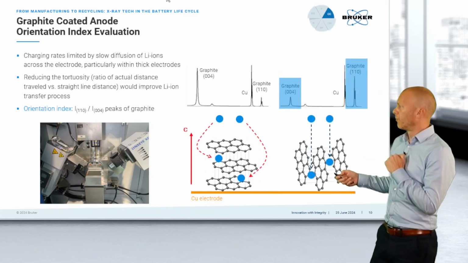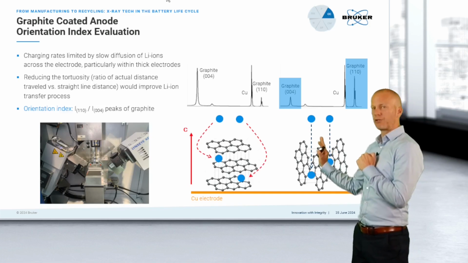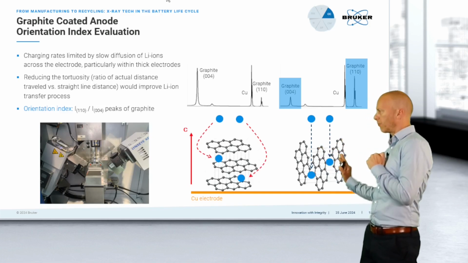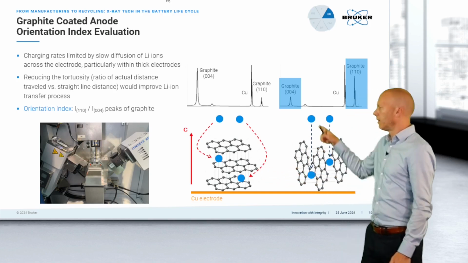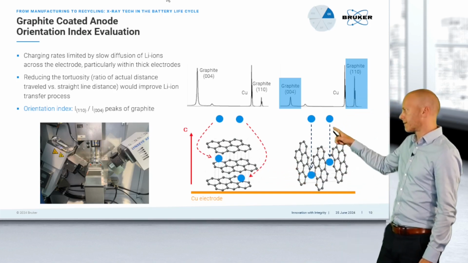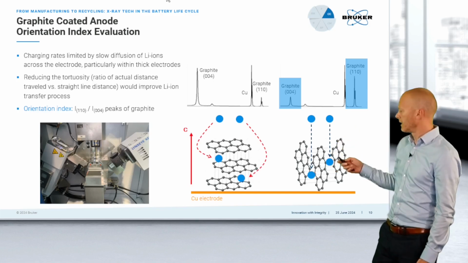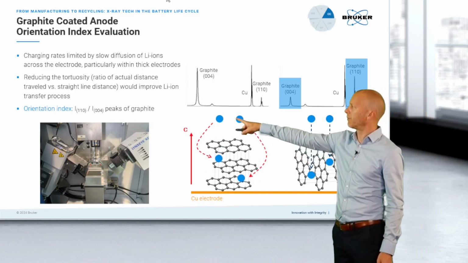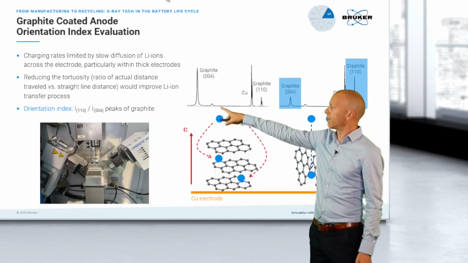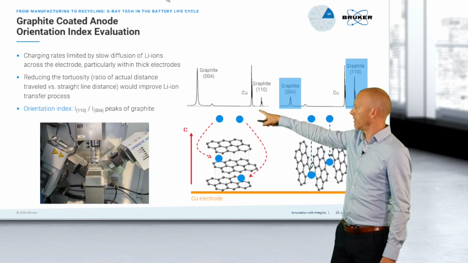Now, when the particles are oriented in such a way that the layers are perpendicular with the surface of the electrode, the pathway is far shorter, and the diffusion rates can be increased. And this is something that is nicely monitored with X-ray diffraction. We can see here on the right-hand side, this is the 004 peak of graphite, and on the left, the 100 peak of graphite here.